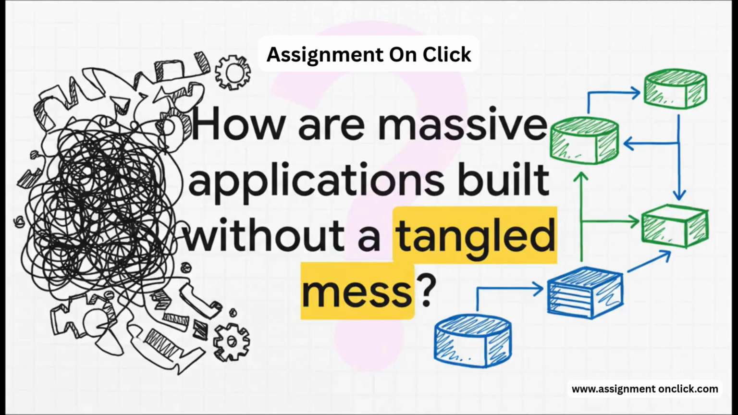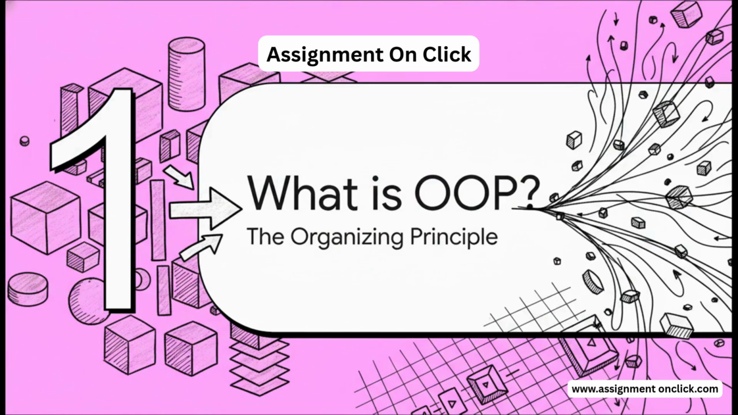So have you ever thought about how developers build these enormous apps with millions of lines of code? I mean, without some kind of brilliant strategy, it would just turn into what we call spaghetti code, a complete, tangled nightmare that's impossible to fix or update. Well, there is a solution to all that chaos, and that's what we're here to talk about. And that solution is a way of thinking called object-oriented programming.